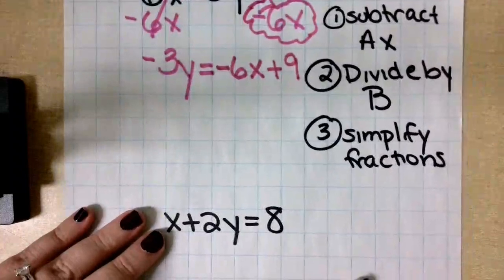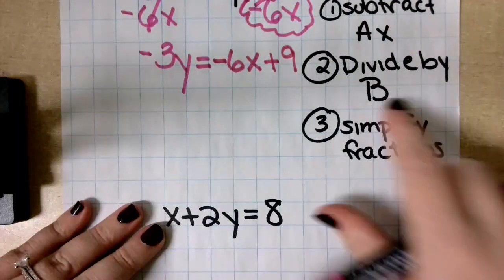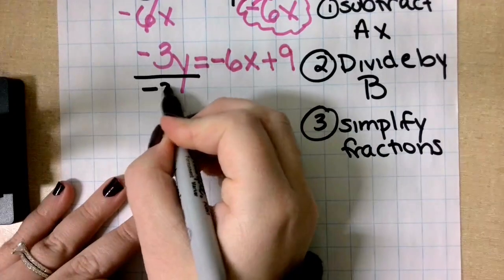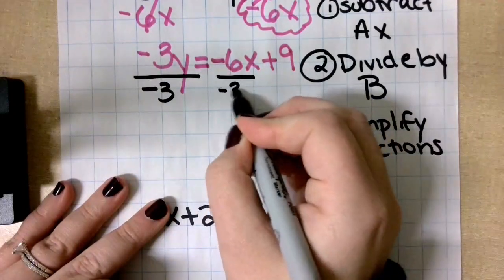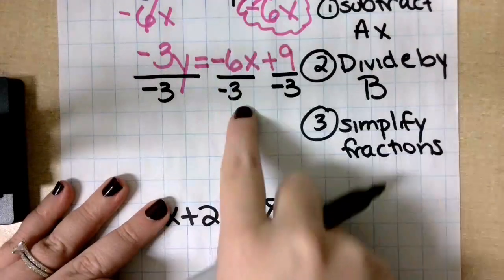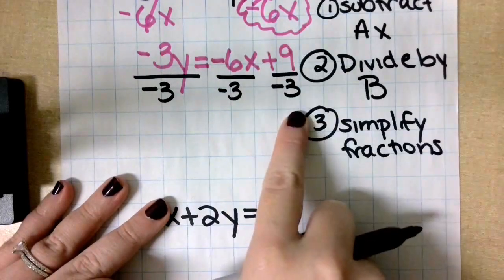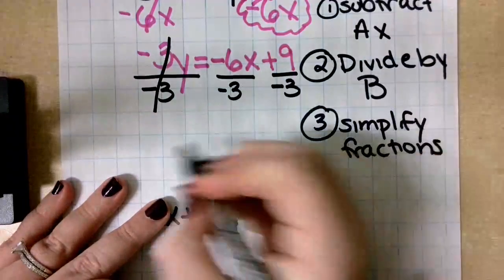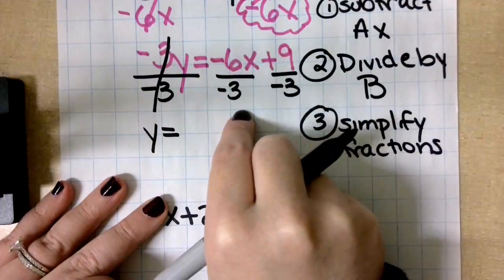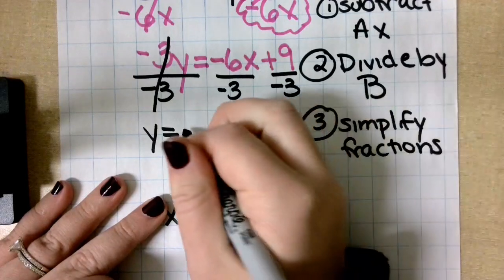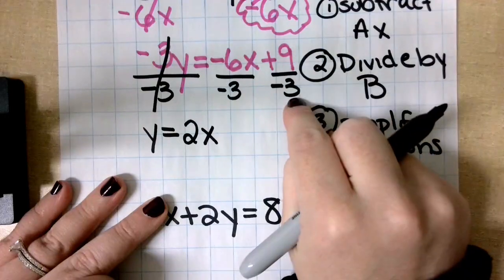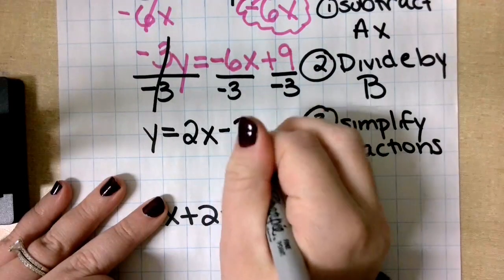Alright, I almost have y by itself, so the next step is to divide by b. So I'm going to divide everything, and I'm going to separate it by negative 3. So I divided my first term by negative 3 and my second term by negative 3. Simplifying this, y equals negative 6 divided by negative 3 is 2x, 9 divided by negative 3 is negative 3.